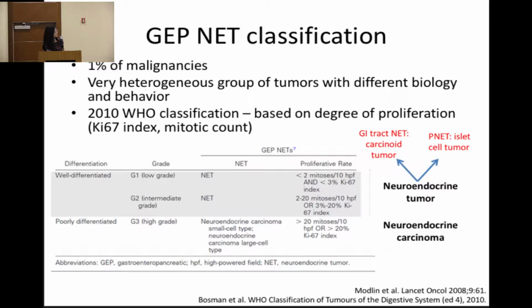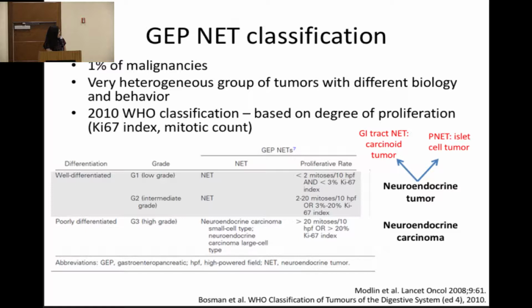So those are grade 2. Grade 1 and grade 2 tumors are considered well differentiated according to this classification. Any other tumor with markers beyond those here, so more than 20 mitoses and more than 20% Ki67, are called poorly differentiated or grade 3 tumors. Those are quite separate in terms of behavior. They're more aggressive, so they're actually called neuroendocrine carcinoma rather than neuroendocrine tumor.